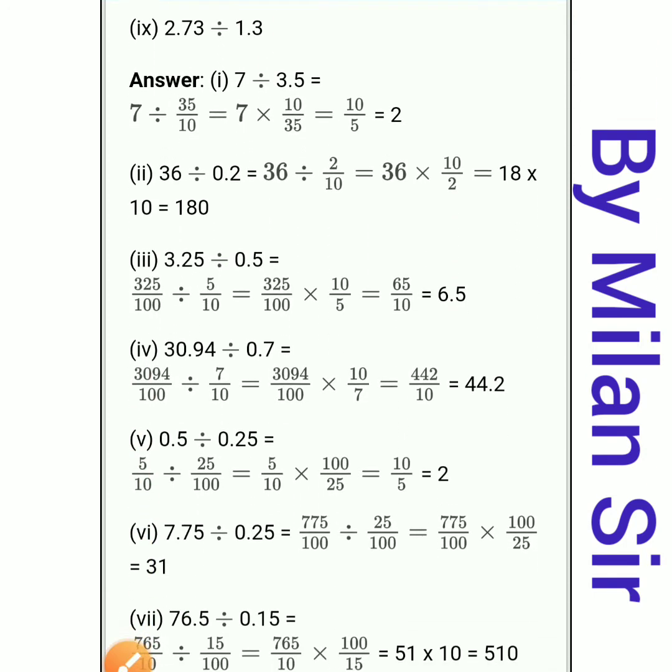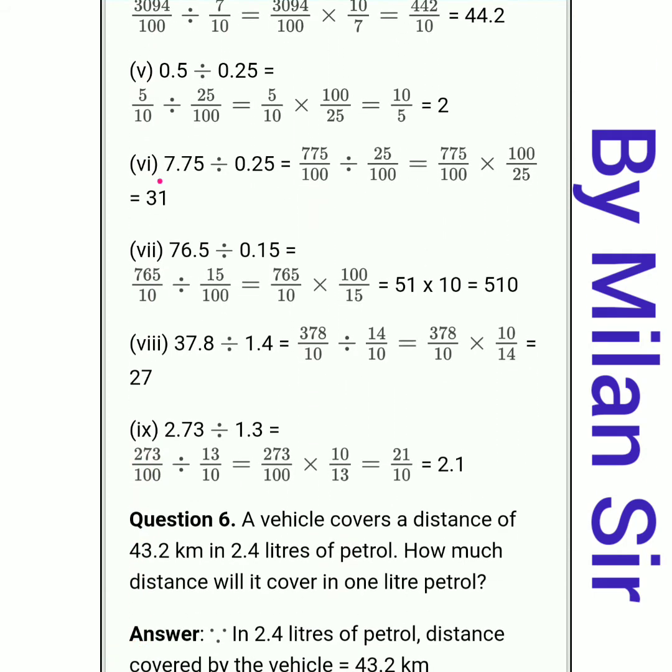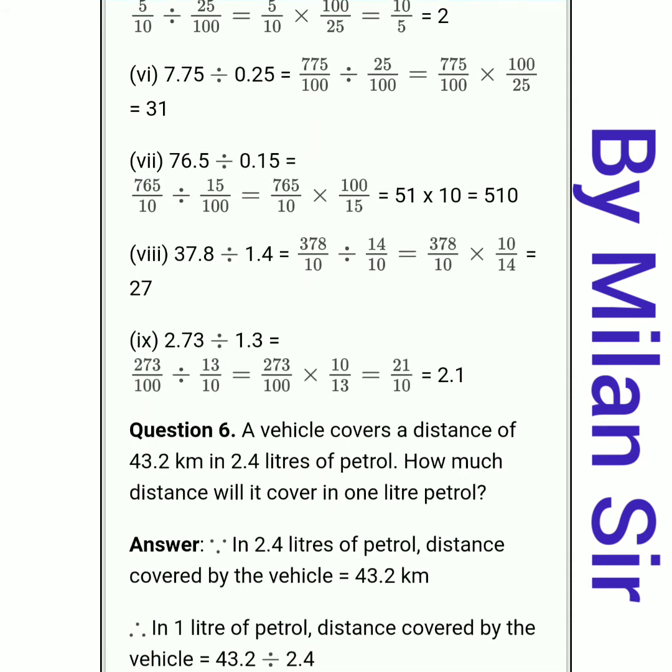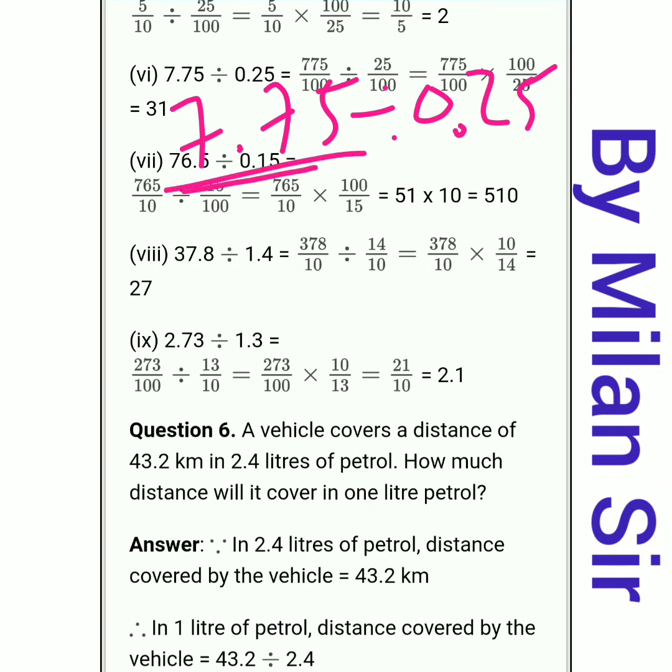Then question number 6: 7.75 divided by 0.25. First of all we need to convert these decimal numbers into fractions. Ignore the decimal point, so it becomes 775. After the decimal point we have two digits, so in the denominator after 1 we put two zeros, that means 100.